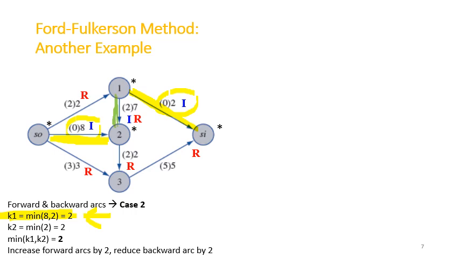For the backward arc, we have only one backward arc, and in this backward arc, you can reduce at most 2 units. So K2 equals 2, which means that along the backward arc, you can reduce at most 2. Then you find out the minimum between K1 and K2. The minimum between 2 and 2 is still 2. So we will increase the forward arc by 2, and we will reduce the backward arc by 2.